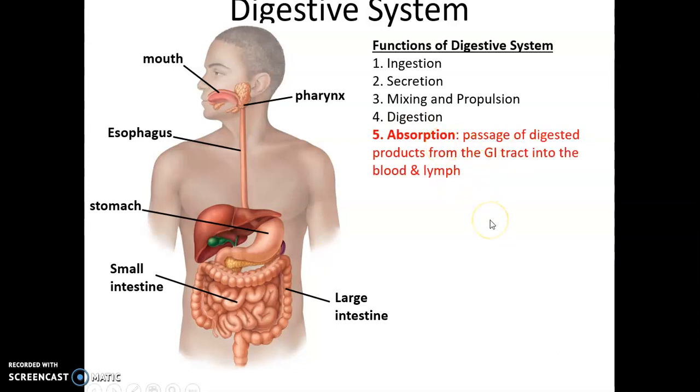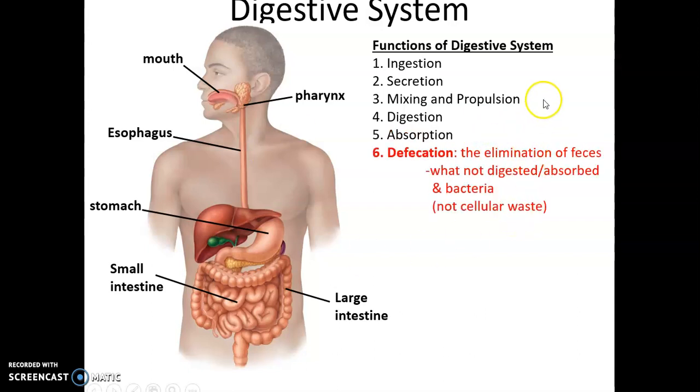Absorption. Absorption is the passage of the digested nutrients from the GI tract into the bloodstream or lymphatic system. And then defecation. Defecation is elimination of the feces, elimination of what was not digested or absorbed, and also bacteria, because there are a lot of bacteria living in the large intestine. However, you do not find much, if any, cellular waste in the feces.